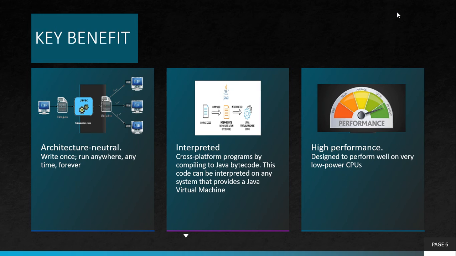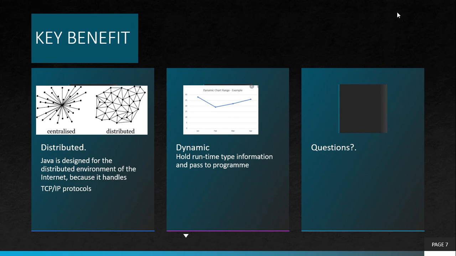Then high performance means a very minimal amount of infrastructure is needed to run a Java program. Another thing, you can scale your application up or down as much as possible in Java. So you don't have to worry about that.